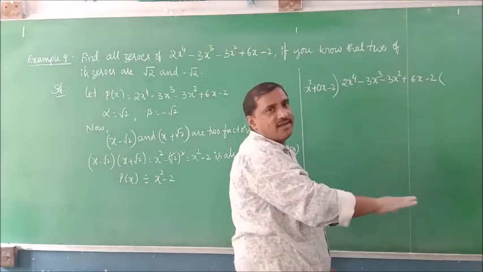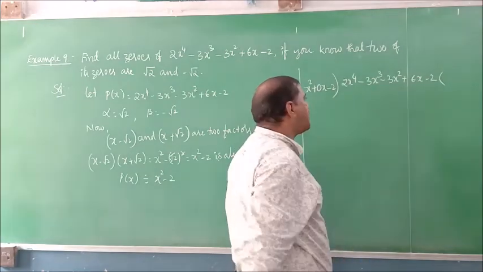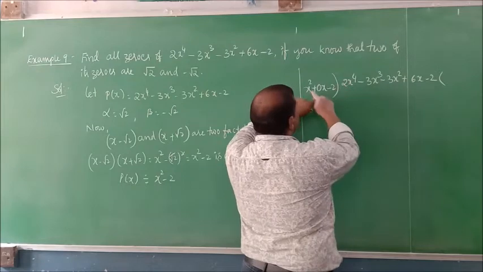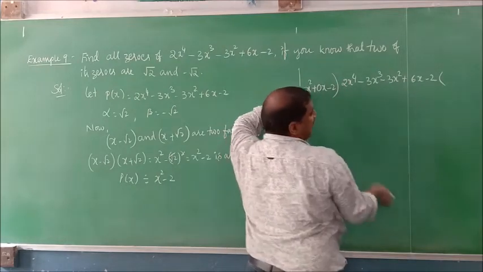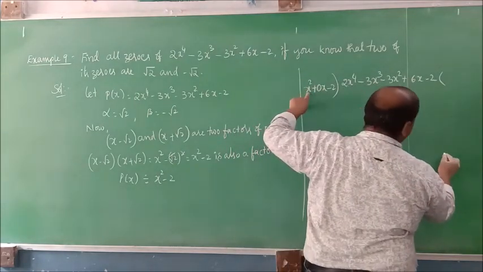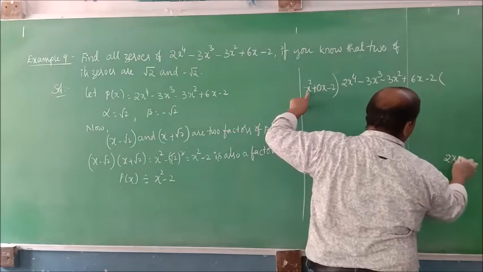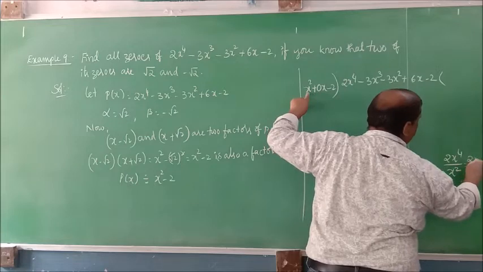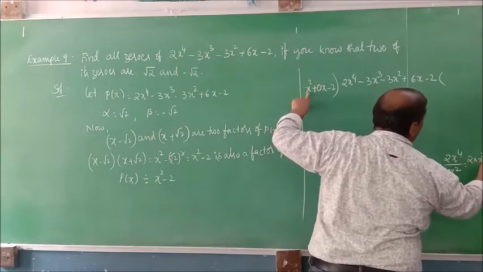All the terms are given and all the powers are in decreasing order. Now the first step is to divide the first term of the dividend by the first term of the divisor. That is 2x power 4 divided by x square. So what do we get? 2 into x power 4 as x square into x square.